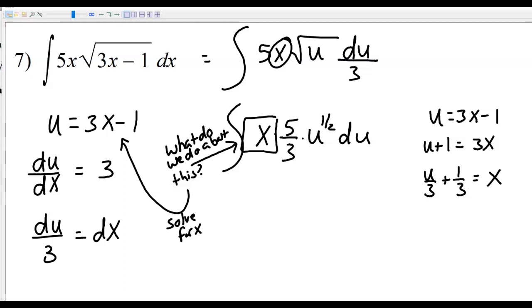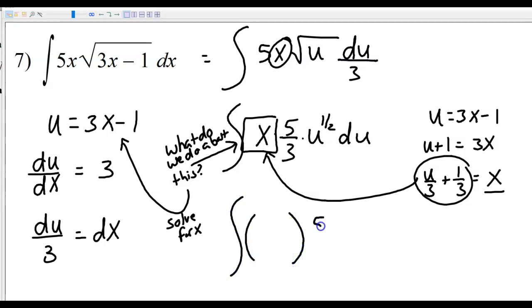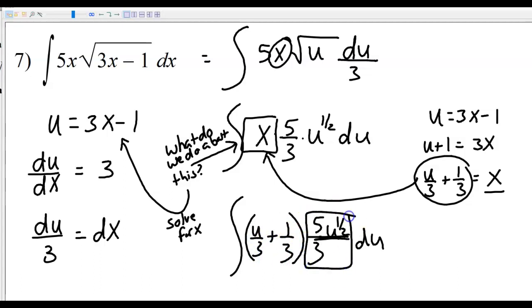And now what we do is, since x equals this, I'm going to put that right in there instead of the x. So now I won't have an x anymore. I'll just have a new thing with a u in it. I'm just going to leave that u in the top, actually, u to the half. All right, so I'm going to replace x with u over 3 plus 1 over 3. And now what we're going to do is take this fraction here and distribute it into the parentheses.